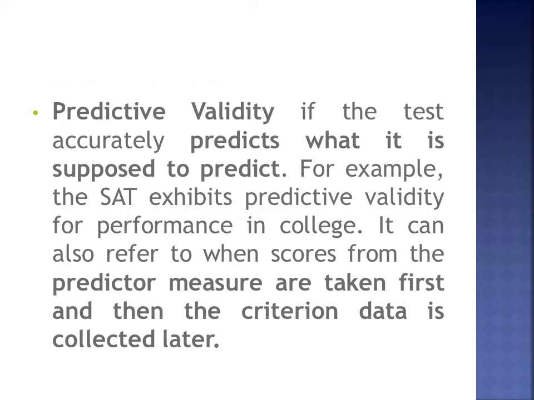Okay, let's go first to predictive validity. Predictive validity is when the test accurately predicts what it is supposed to predict. For example, the SAT, or the Scholastic Achievement Test, exhibits predictive validity for performance in college. It can also refer to when scores from the predictor measures are taken first and then the criterion data is collected later. So in predictive validity, you're going to predict if your test or the criterion of your test really predicts the construct.